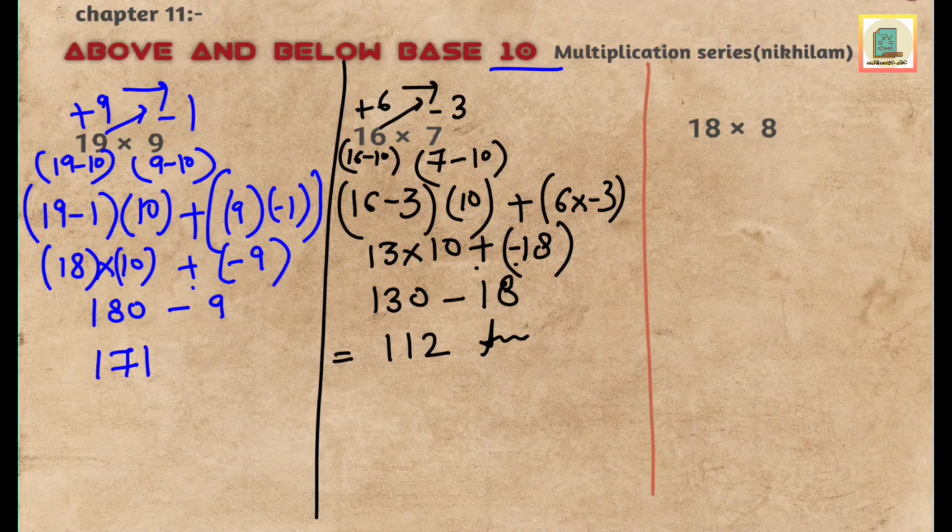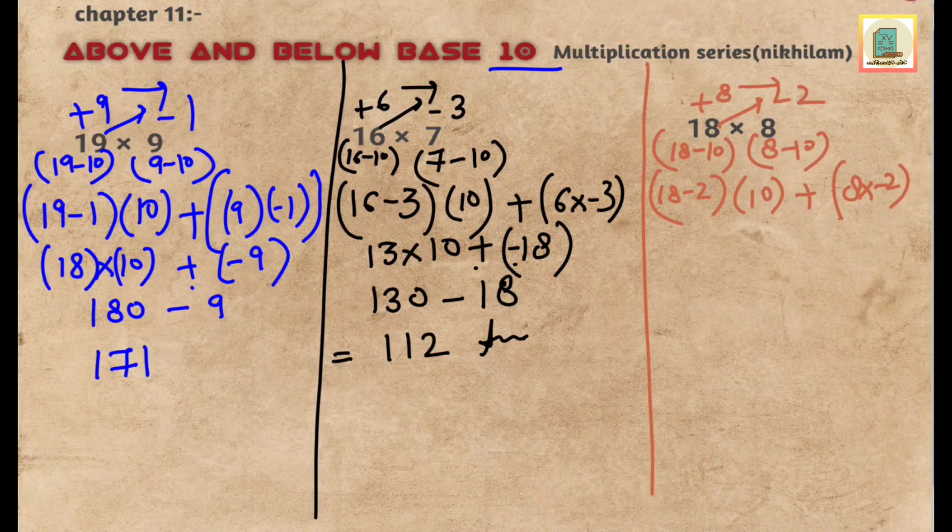Now let's first find out the deviation. So 18 minus 10 gives you plus 8 as deviation, and 8 minus 10 gives you minus 2 as deviation. Now first number plus the second deviation, so 18 minus 2. Multiply with the base, which is 10, plus multiply the deviations, which is 8 multiplied by minus 2.